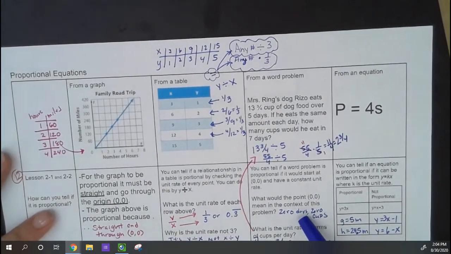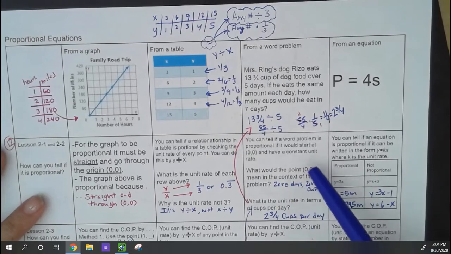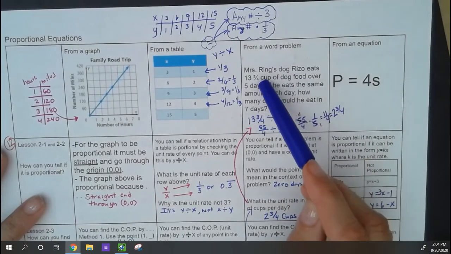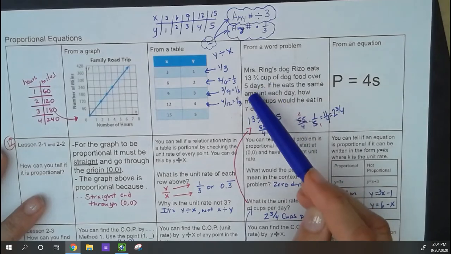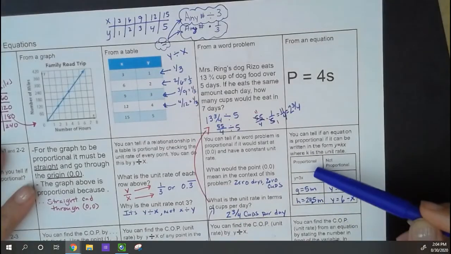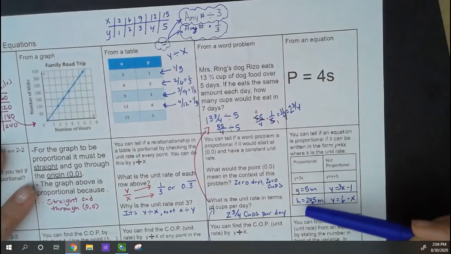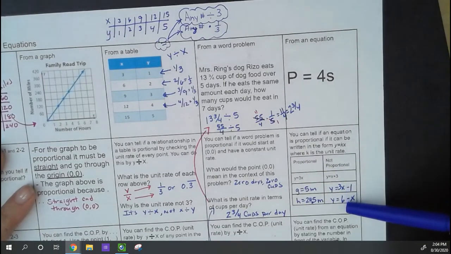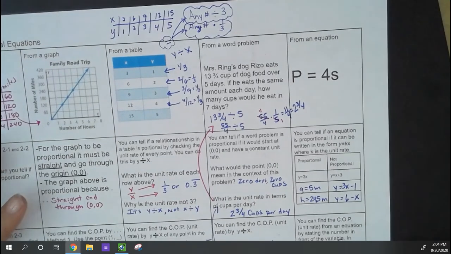And then if you have a word problem, you would need to think about it. Would it start at 0, 0? Would Mrs. Ring's dog need 0 cups of dog food for 0 days? Yes. Is there a constant amount that he or she is going to eat every day? Yes. And when you're looking at an equation, remember it can only have multiplying, no addition, no subtraction. All of these are not proportional.